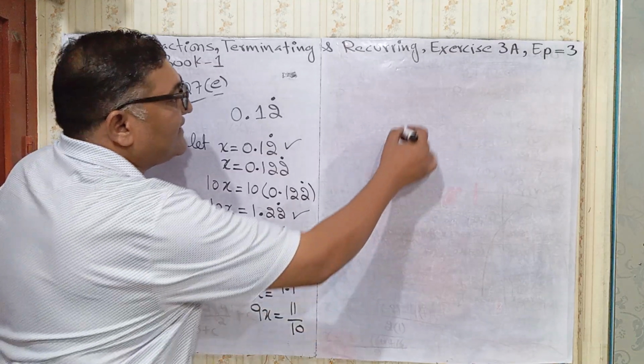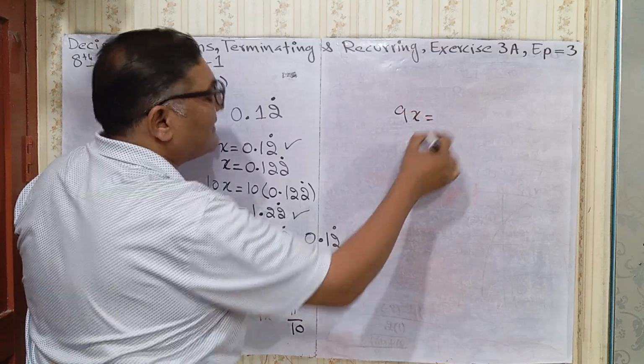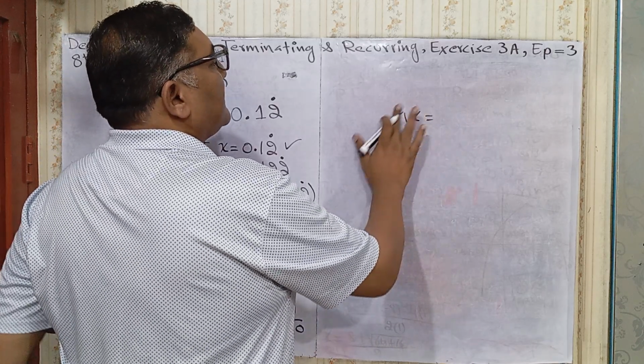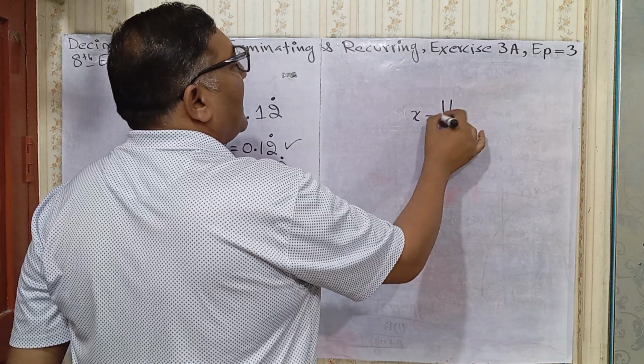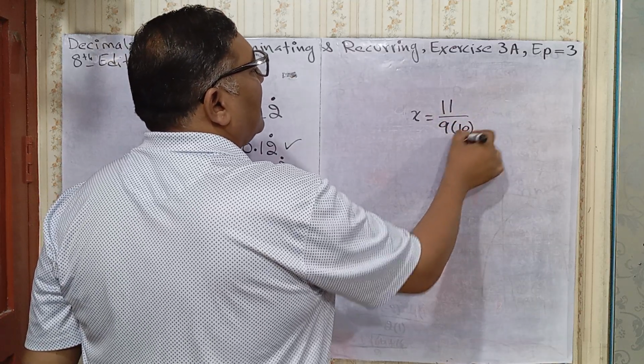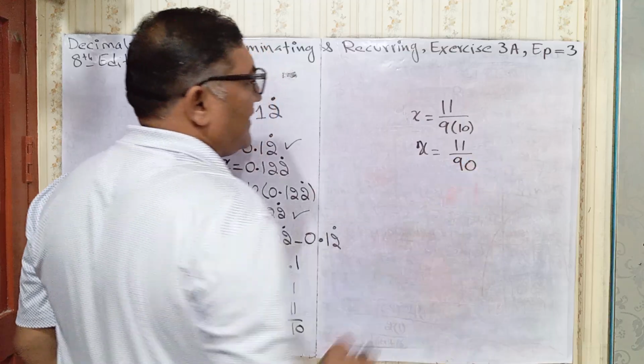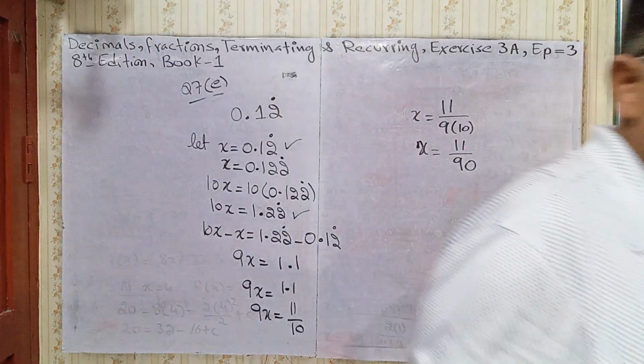Take this 9 to this side. So you will have 9x equals 11 by 10. Take this 9 to the other side. So you will have 11 divided by 9 times 10. So x will be equal to 11 by 90. So that fraction is 11 by 90.